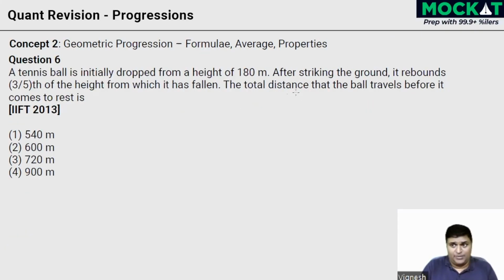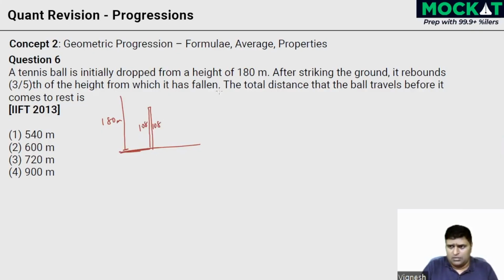Okay, so this is another common type of question which turns up pertaining to GP. It's disguised in a different way. So let's understand this. A tennis ball is initially dropped from a height of 180 meters. It hits the ground over here, so it has covered 180 meters. After striking the ground, it rebounds 3/5 of the height from which it has fallen. 3/5 of 180 meters, 1/5 is 36, 36 into 3 is 108. So it goes up 108 and then it has to come down 108.